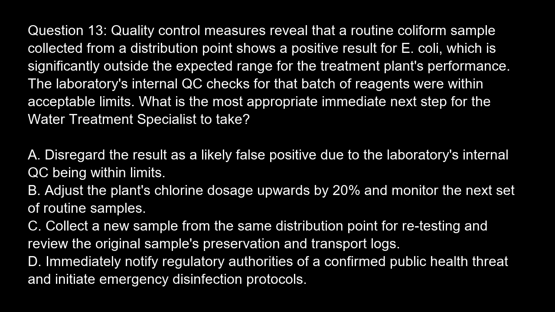Option A. Disregard the result as a likely false positive due to the laboratory's internal QC being within limits. Option B. Adjust the plant's chlorine dosage upwards by 20% and monitor the next set of routine samples. Option C. Collect a new sample from the same distribution point for retesting and review the original sample's preservation and transport logs. Option D. Immediately notify regulatory authorities of a confirmed public health threat and initiate emergency disinfection protocols.